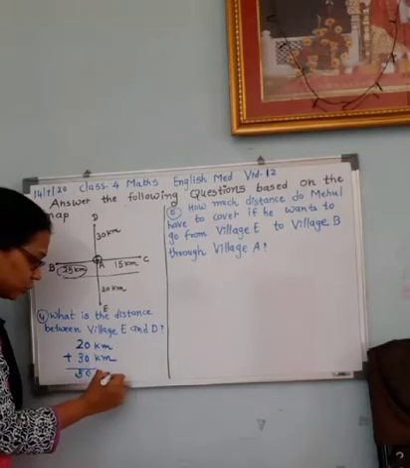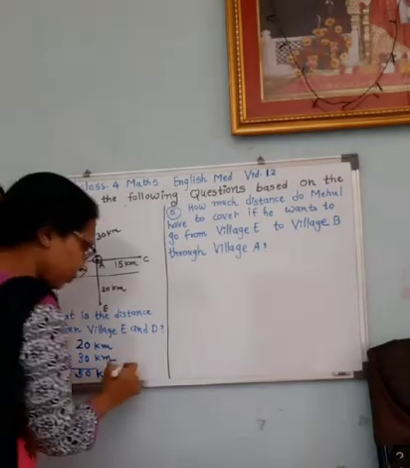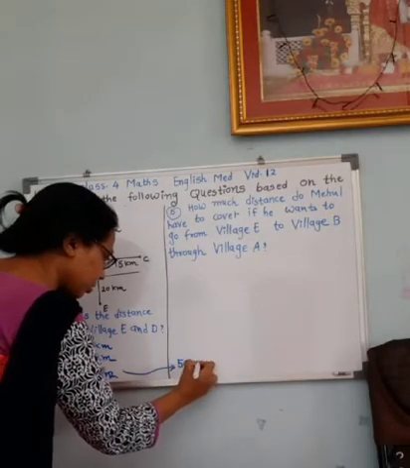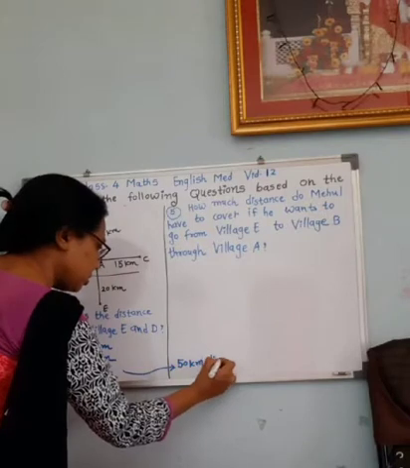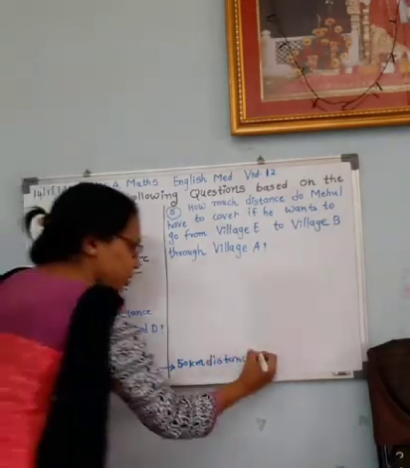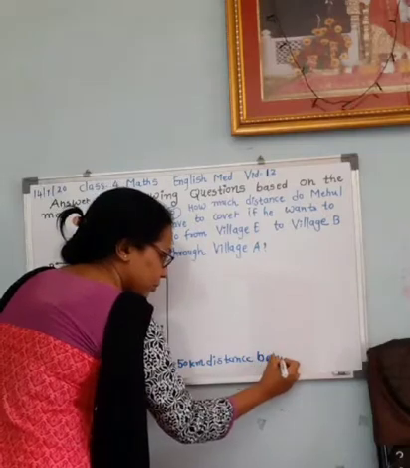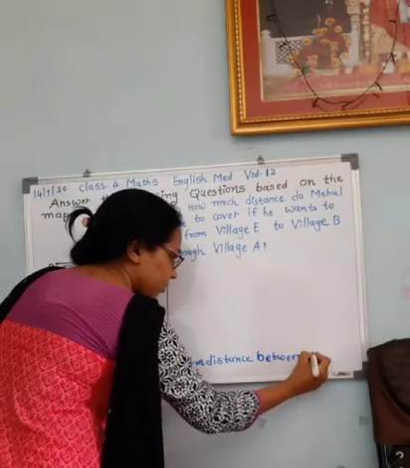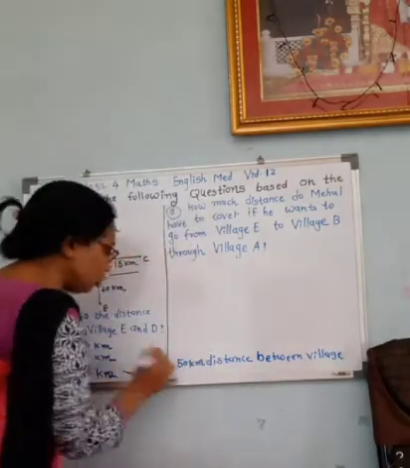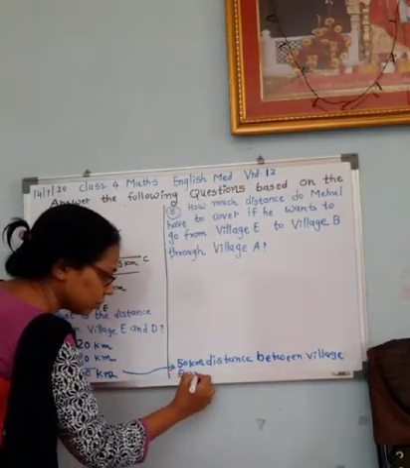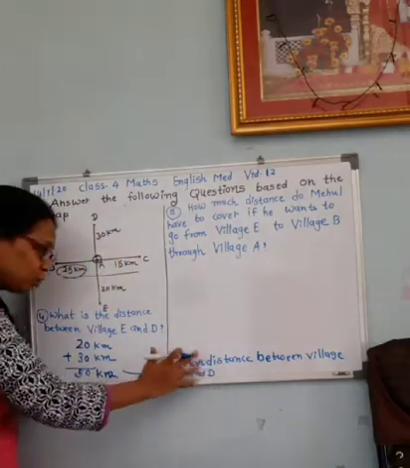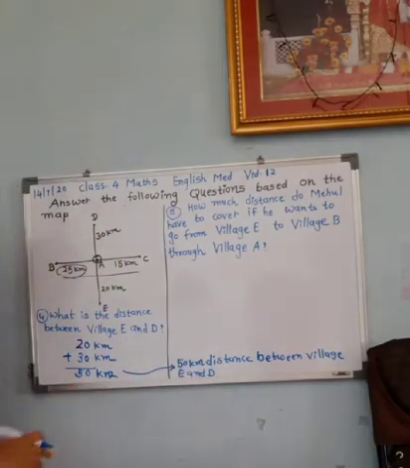I don't have space, so I am writing here 50 kilometer distance between E and D. I don't have space, so I am writing here. You can write it down. Okay.